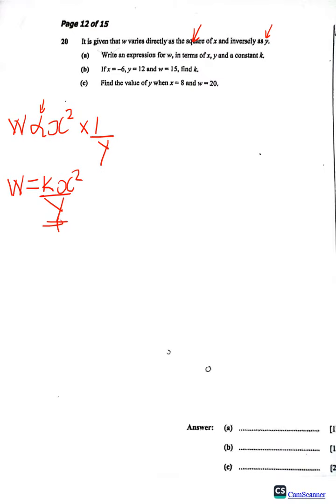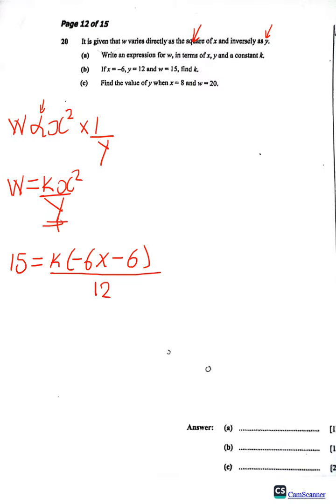Now let's look at question B. If x is equal to -6 and y is equal to 12, w is equal to 15, find k. So let's begin by substituting. Where there is w, we put 15. k is what we are solving for. Now for x, we have -6 times another -6, since our x is squared. Then everything divided by y.